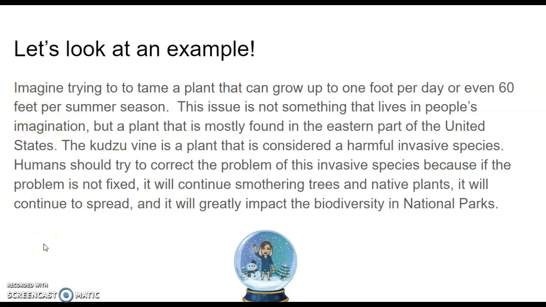But a plant that is mostly found in the eastern part of the United States, the kudzu vine is a plant that is considered a harmful invasive species. And then the last sentence here, humans should try to correct the problem of this invasive species because if the problem is not fixed, it will continue smothering trees and native plants, it will continue to spread, and it will greatly impact the biodiversity in national parks. So you're going to go through and answer the questions. Hopefully you got them right.